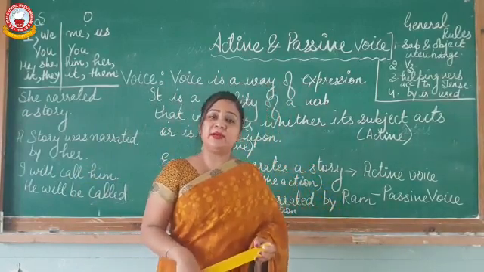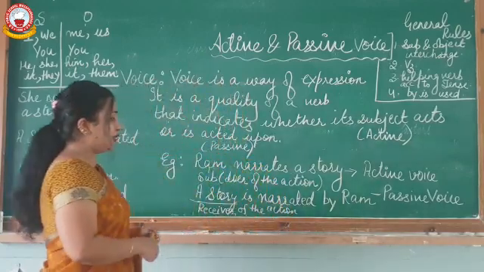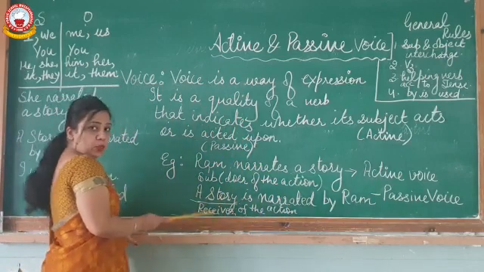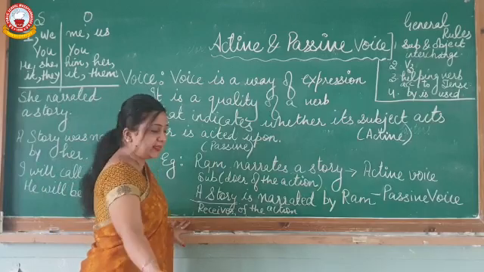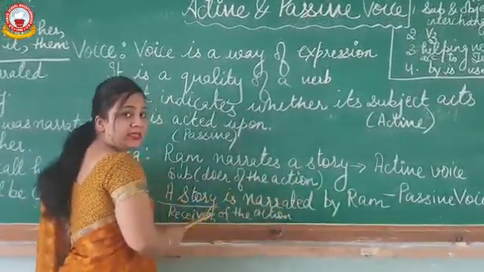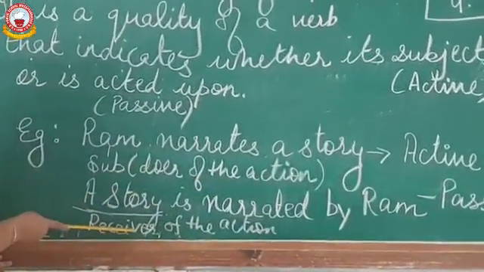Or in simple words, I can say a sentence in which the doer of the action is not at all important. In fact, the action is more important. Such a sentence is said to be in passive voice. You can see here a story is the receiver of the action and it is more important. So this sentence is said to be in passive voice.